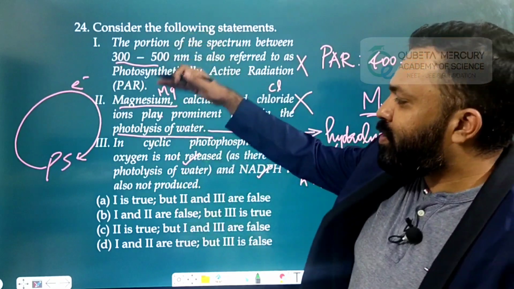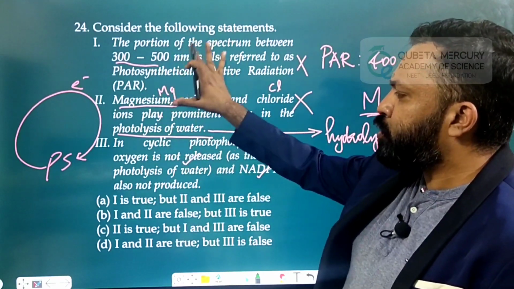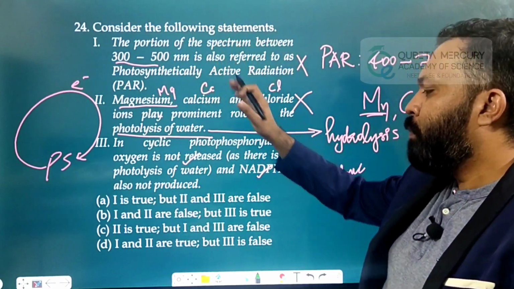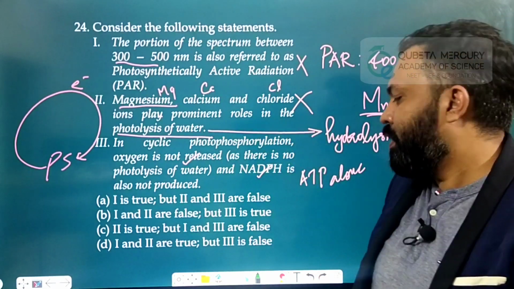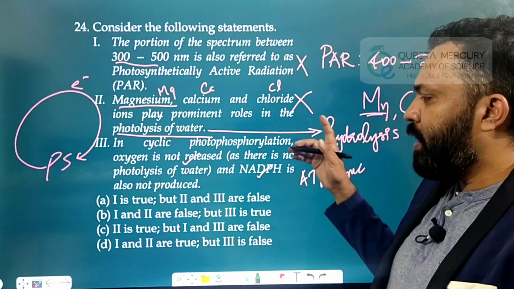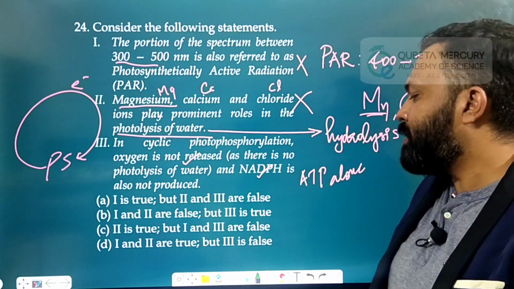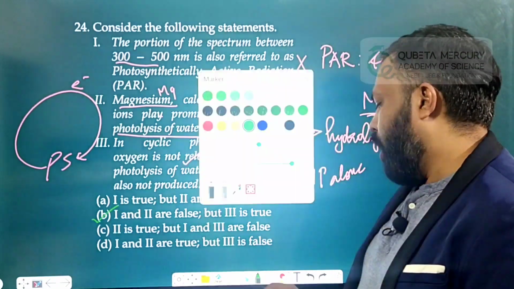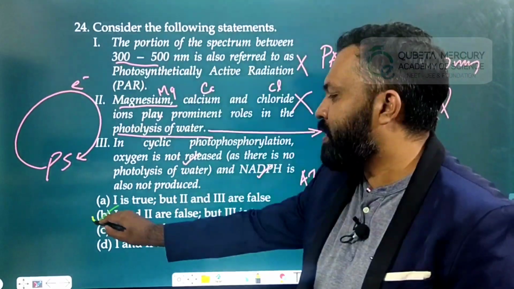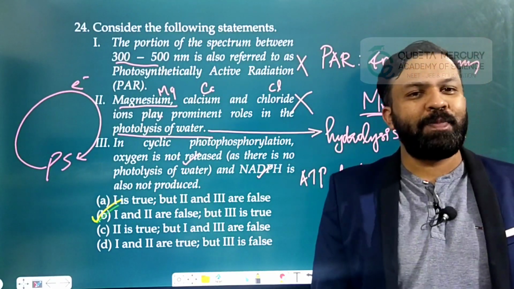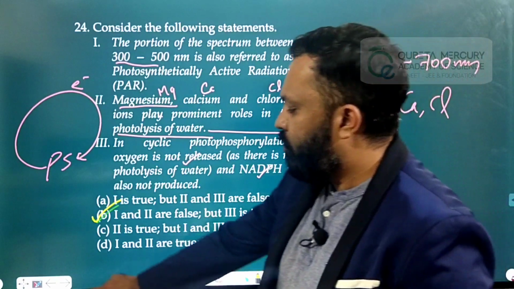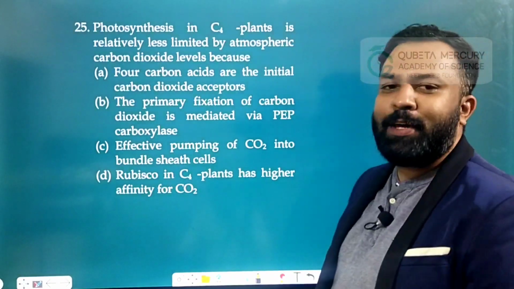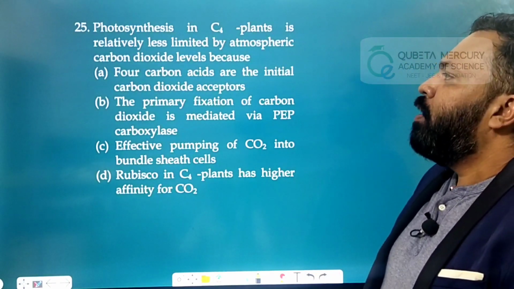So of these three statements, the first two are wrong, but the third one is true. Statements 1 and 2 are false, but 3 is true. That is option B. Option B is the right answer for question number 24. We are halfway, and here you can see question number 25.